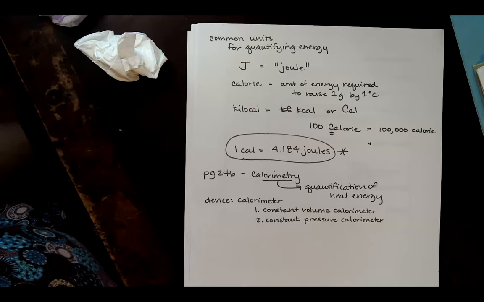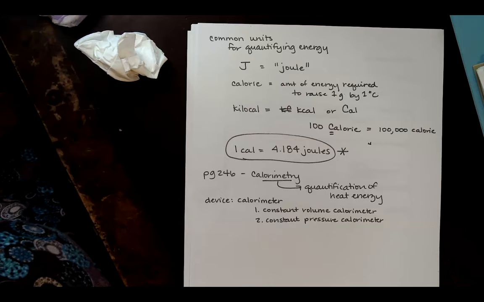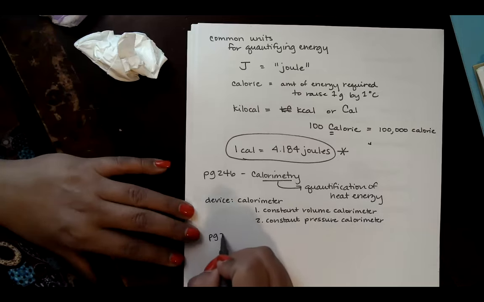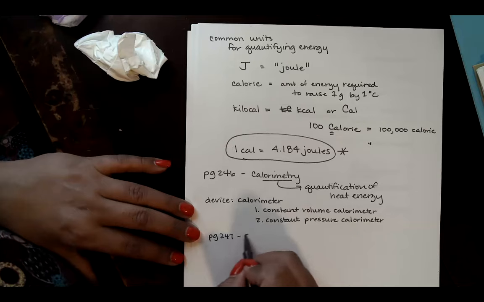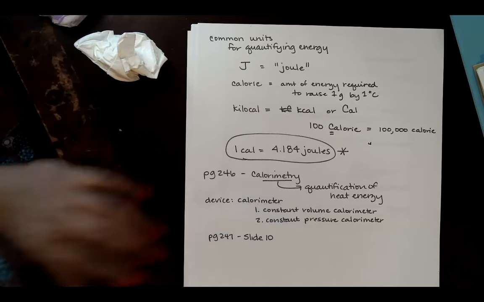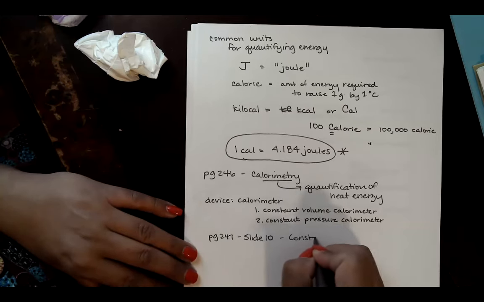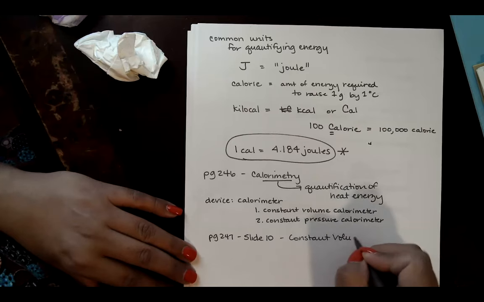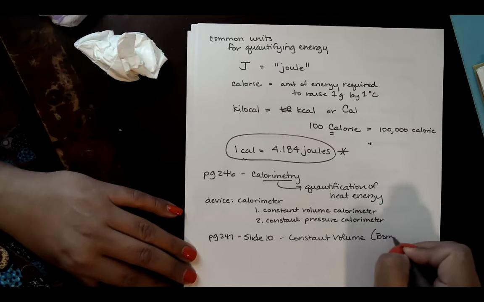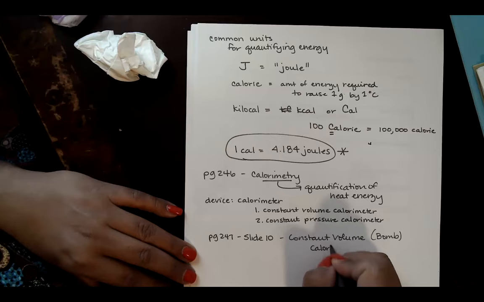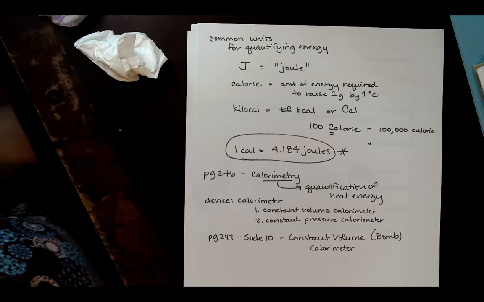So I'm going to show you a quick diagram from your book. This is on page 247. Or if you're following along in the slideshow, this is slide number 10. It's a diagram of a constant volume calorimeter. Sometimes it's referred to as a bomb calorimeter. Kind of a cool name. So to give you an idea of how calorimeters work.